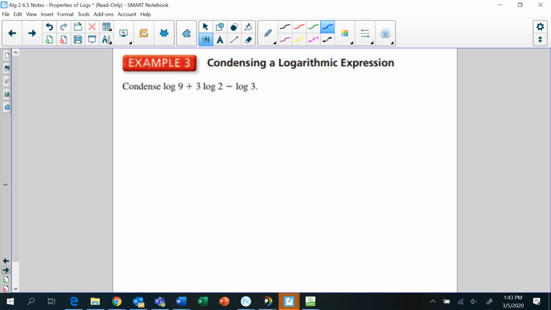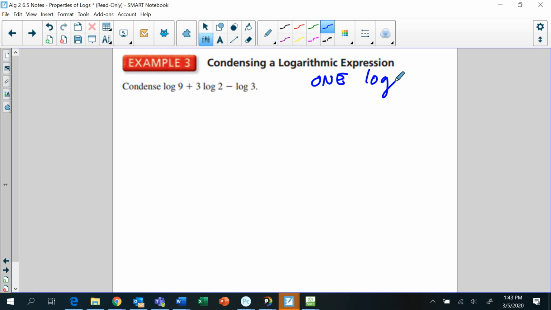Now, I haven't done this with you yet. This is new. Condense. So basically the opposite of expand. We're going to take this all the way down to one logarithm. Are we just doing the opposite of what we just did? We're going to do the opposite of what we just did. Just put it back together. We're going to put it back together. That's what we're going to do. So when you're done, it will be log of some stuff. But we'll only write log one time when we're done.